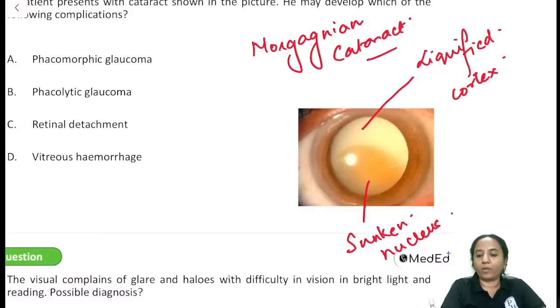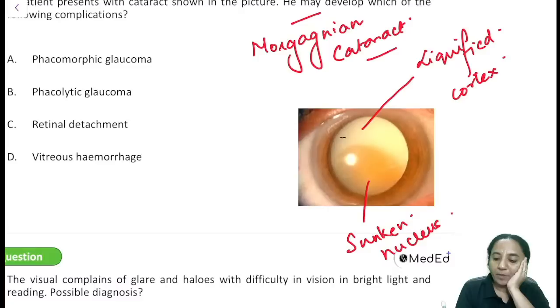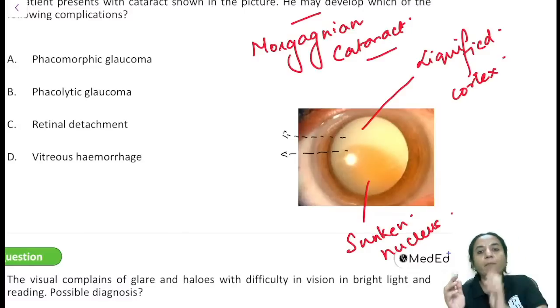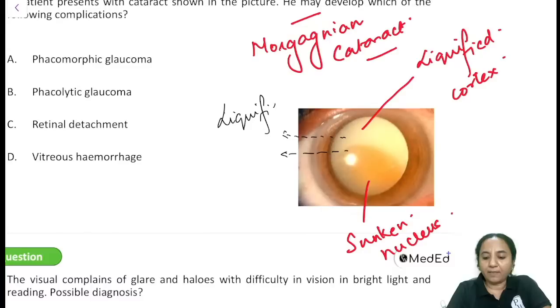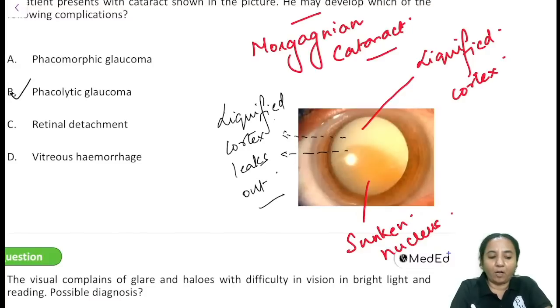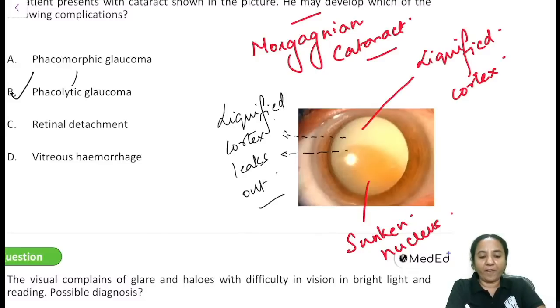And what do we see? What is the main complication of the hypermature Morgagnonian cataract? In a hypermature Morgagnonian cataract, the liquefied cortex leaks out and blocks the pores of the trabecular meshwork, right? And this is called phacolytic glaucoma. So the liquefied cortex leaks out and blocks the pores of the trabecular meshwork. Please remember that the other name for phacolytic glaucoma is lens protein glaucoma.